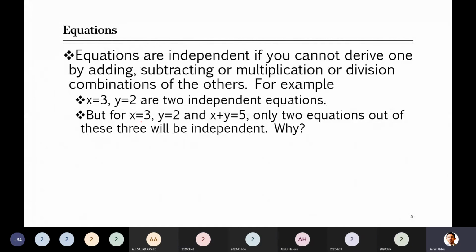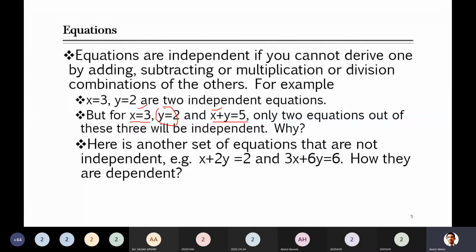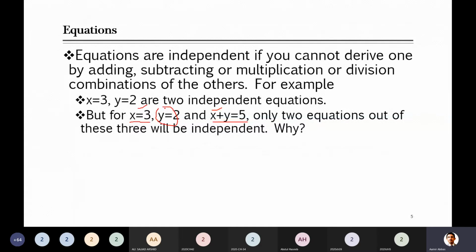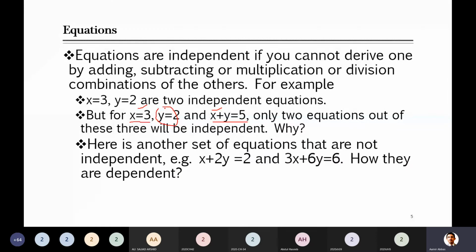So here only two equations are independent. Although you see three equations, out of these three, any two give the other equation. For example, if I select only the first equation and the third equation, can I get the second equation? Yes, definitely. When I put x is equal to 3 in the third equation, it gives me y is equal to 2, which is this equation. So they are not independent. Overall, out of this set, you have to look at how many equations are independent. Only two are independent.